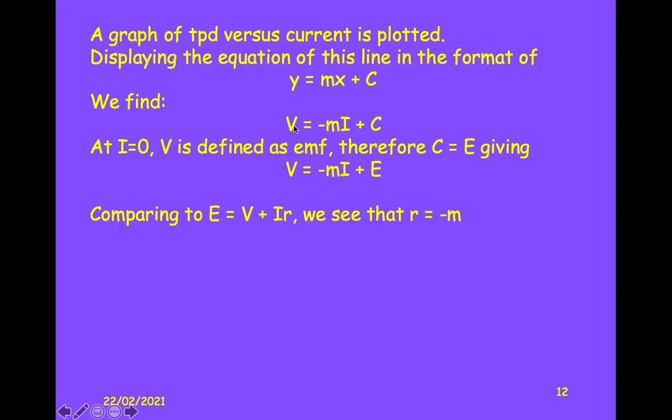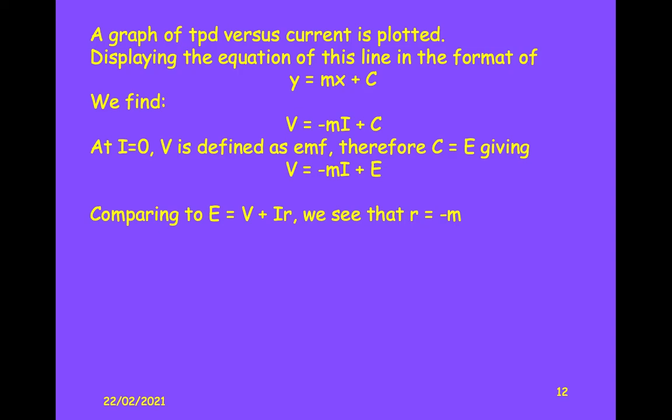So y is V, which is the TPD. That's what we're reading on our voltmeter. M is our gradient. I'll come back to that in a second. X is obviously our x-axis, which is the current. And C is the point where it intercepts the y-axis, and we'll come back to that. So when I equals 0, that's basically where we've got our maximum voltage. So that's the point where our line is crossing the y-axis.